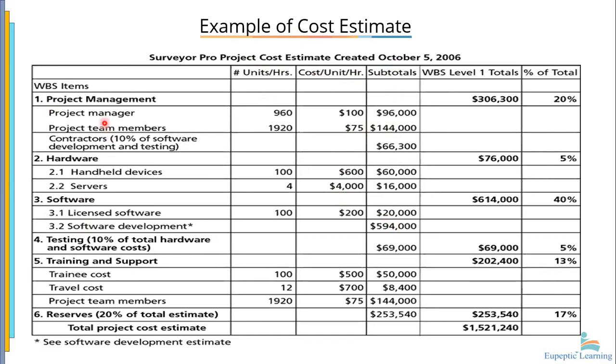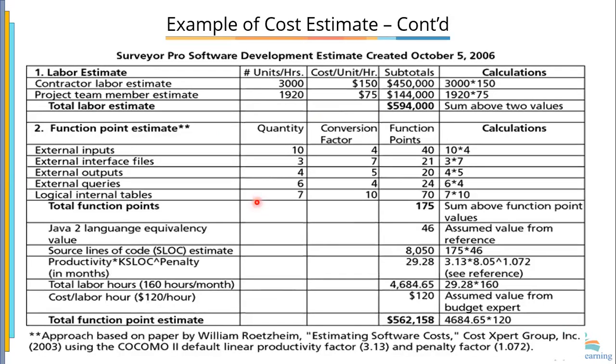So the project manager, how many hours is he going to work? 960 hours. How much is an hour? 100. For every 1 hour that the project manager works, we give him $100. So in that case, for 960, it will be what? 96,000. I hope you get it here. Are you there? Yeah, I'm following. Yeah, so that is it.